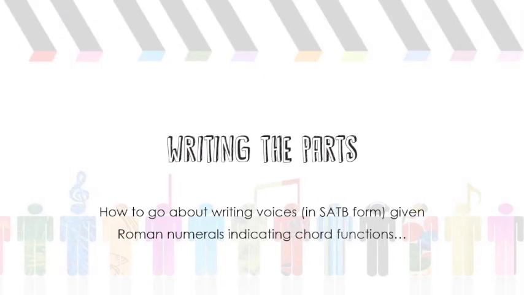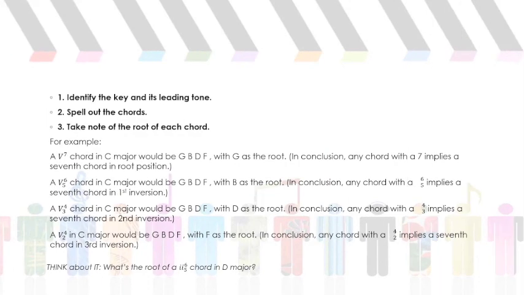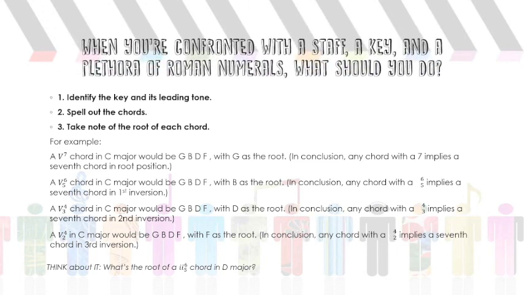Writing the parts. How to go about writing voices in SATB form when you're given Roman numerals that indicate chord functions. So when you're confronted with a staff, a key, and a plethora of Roman numerals, what should you do? Well, the first thing you should do is identify the key and its leading tone. So let's say you're in G major, then your leading tone would be F sharp.